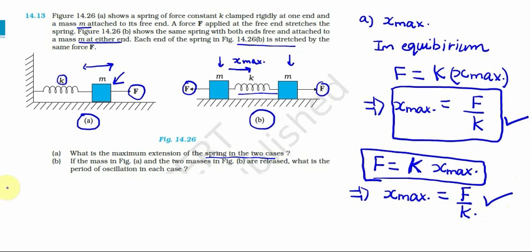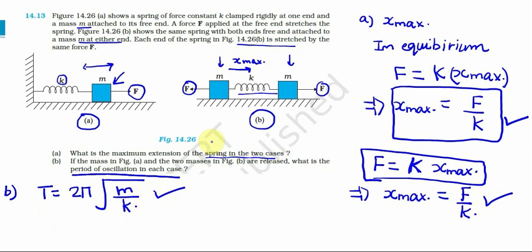Now in part B, we are asked to calculate the period of oscillation in each case. If we consider figure A, we know the standard formula for the time period of oscillation is 2 pi root m by k. And for the second case, the time period will be 2 pi root m by 2k.